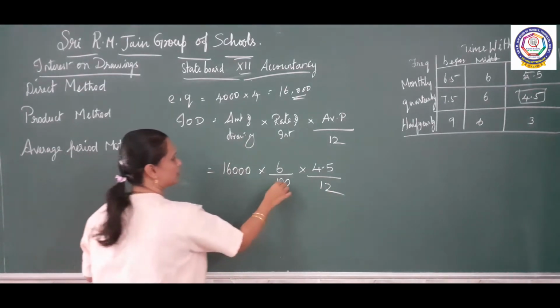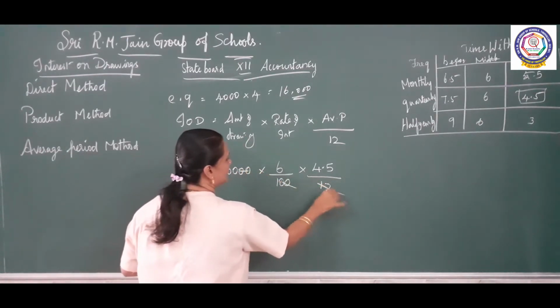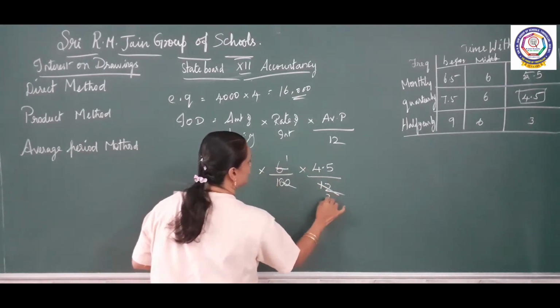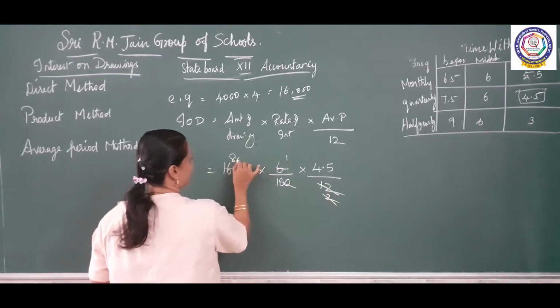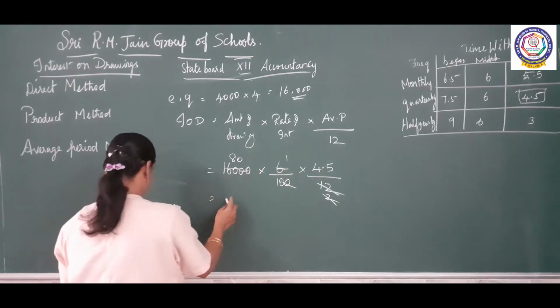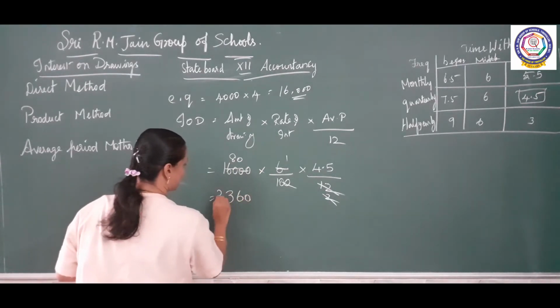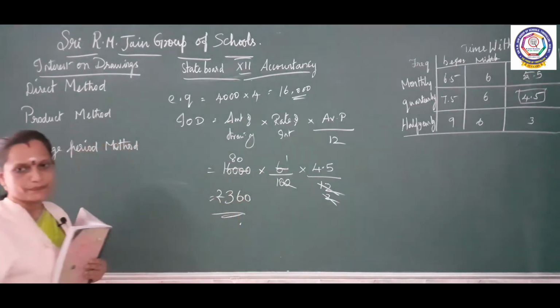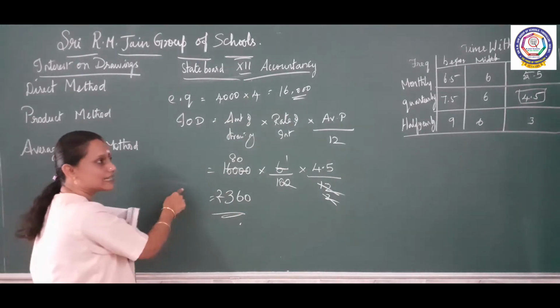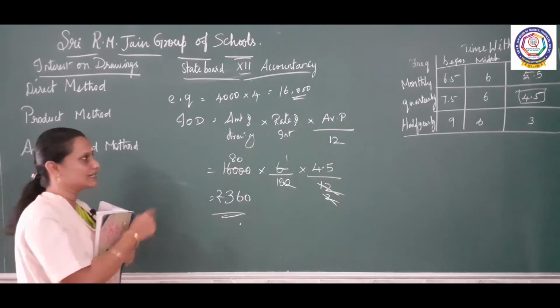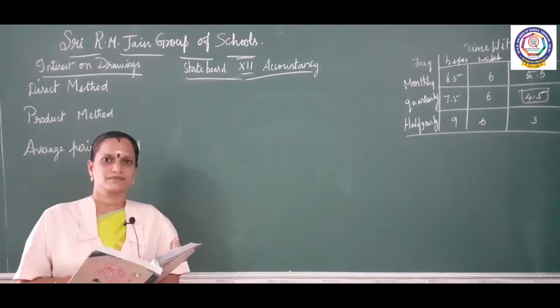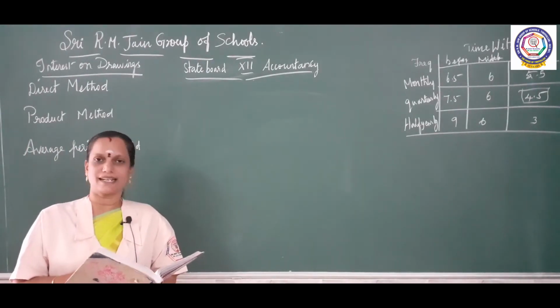Okay, so what we should do? 0 0 cancel and then 12 2 times. So how much we are getting? 360 rupees. Okay, so if every quarter they are withdrawing, in the sense, you have to calculate like this. Okay children, copy this. Now we are going to see the next sum.